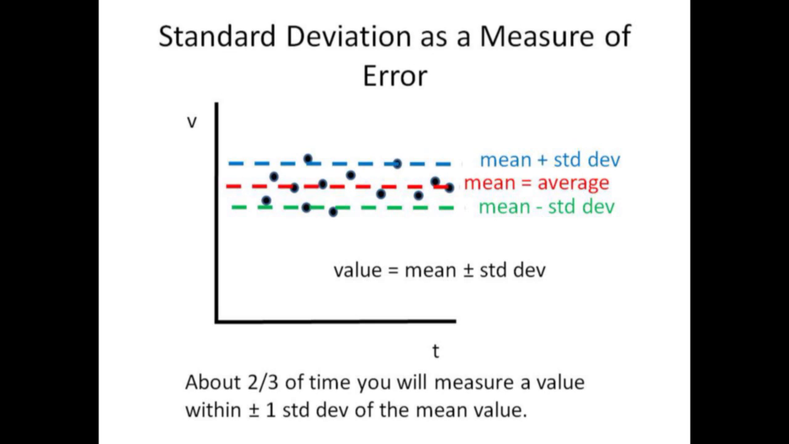This is the same rule that approximates that 2/3 of all pre-medical students will score within plus or minus 1 standard deviation of the mean score on the MCAT exams.